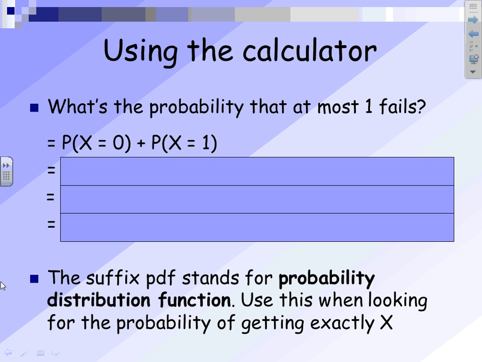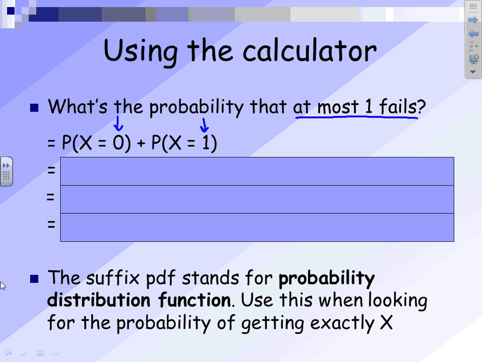It says, what's the probability that at most one fails? What do you think about that phrase, at most? That means you could have none of them fail, or you could have one of them fail. And all we have to do now is go ahead and plug in everything we need for this problem.